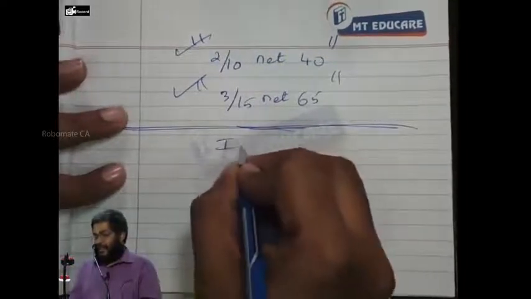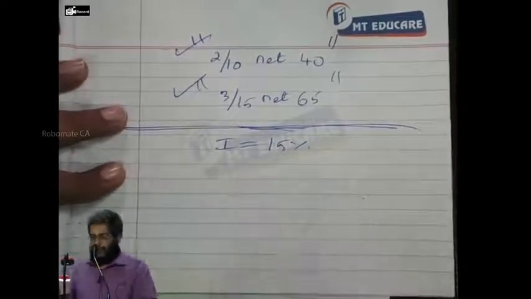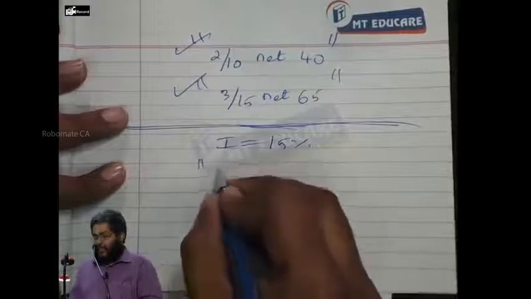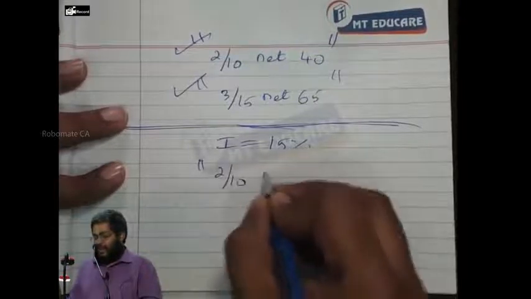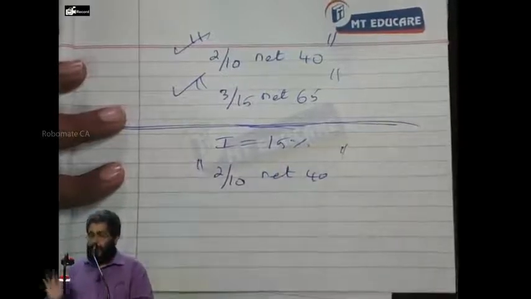Suppose the company's interest rate is 15%. What is the company's interest rate? 15%. The cash discount term is 2 by 10 net 40.